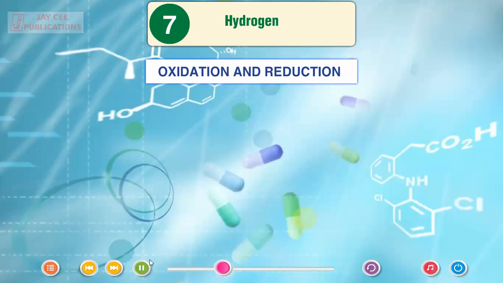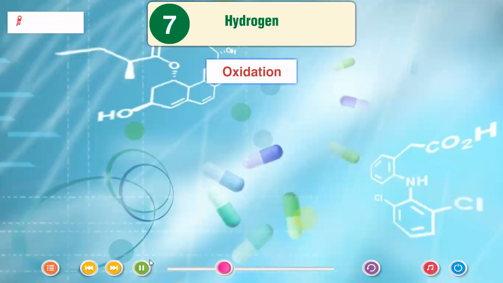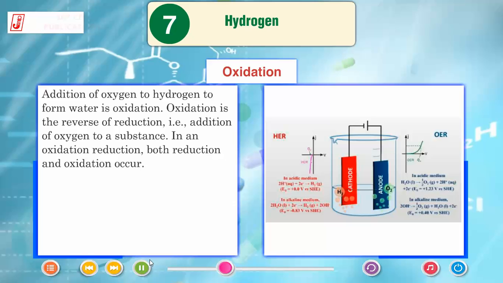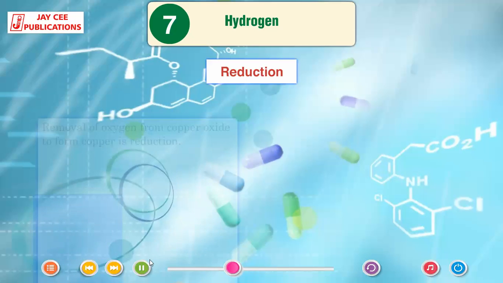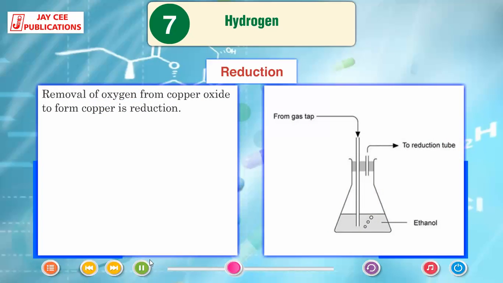Oxidation and reduction. Oxidation: addition of oxygen to hydrogen to form water is oxidation. Oxidation is the reverse of reduction, that is, addition of oxygen to a substance. In an oxidation-reduction reaction, both reduction and oxidation occur. Reduction: removal of oxygen from copper oxide to form copper is reduction.